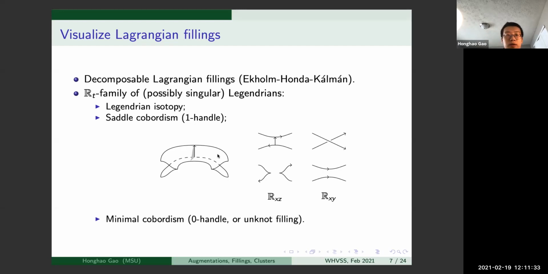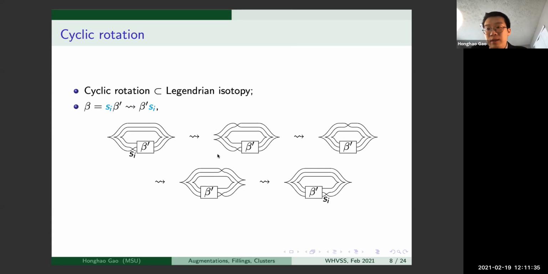In this talk, we're going to look at a specific case of decomposable fillings in the realm of positive braid links. So let me introduce this cyclic rotation. That's a particular type of Lagrangian isotopy for positive braids. At the braid level, the move just sends the leftmost generator of your braid to the right.